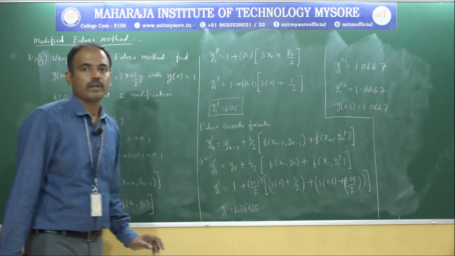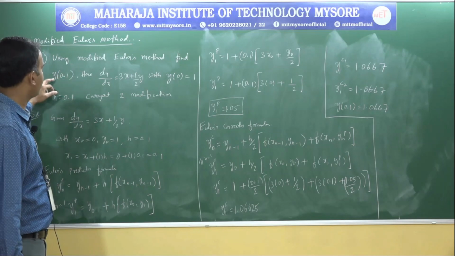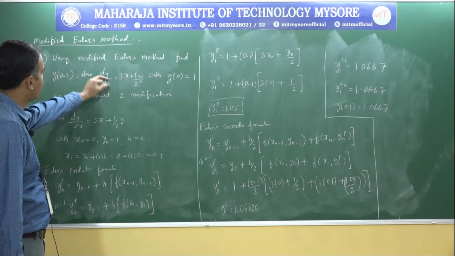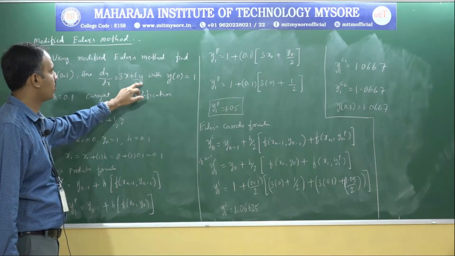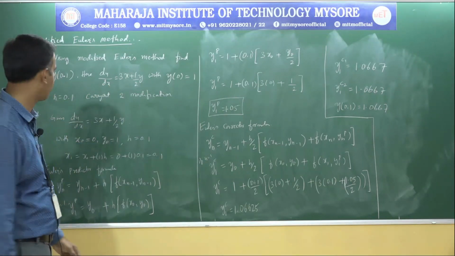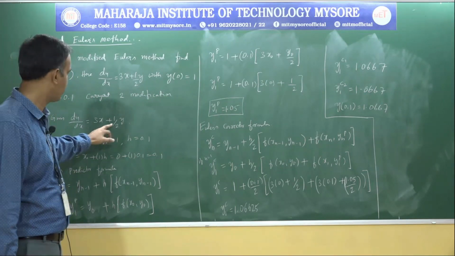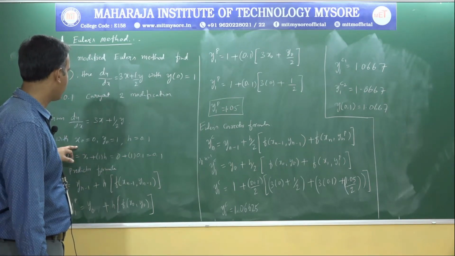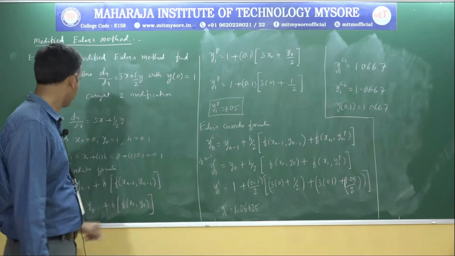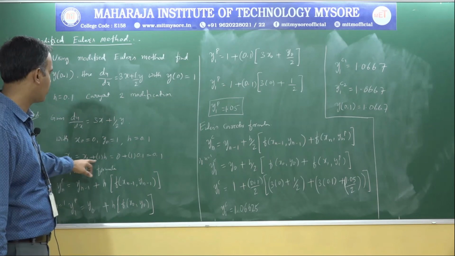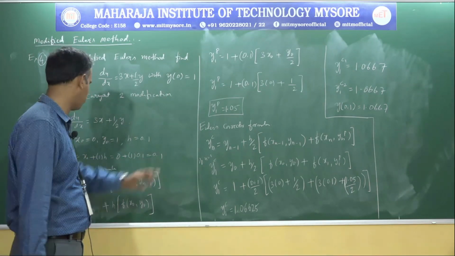Look here, now the next, fourth example. Using modified Euler's method, find y of 0.1, where dy by dx is equal to 3x plus y by 2, with y of 0 equal to 1. Given dy by dx equals 3x plus y by 2, the initial data are x_0 is 0, y_0 is 1, and h value 0.1. Now x_1 is x_0 plus 1 into h, 0 plus 1 into 0.1, we get 0.1.